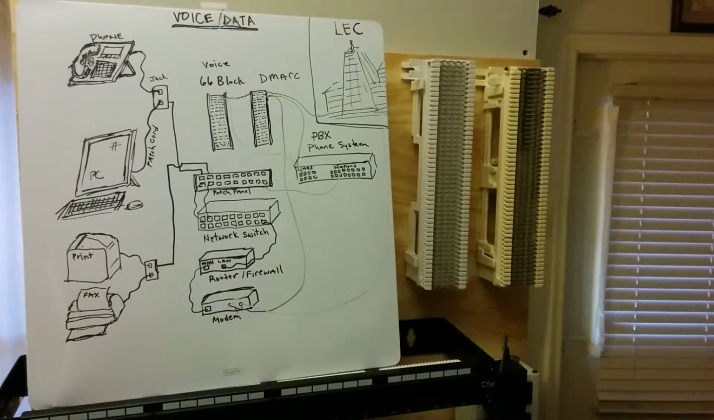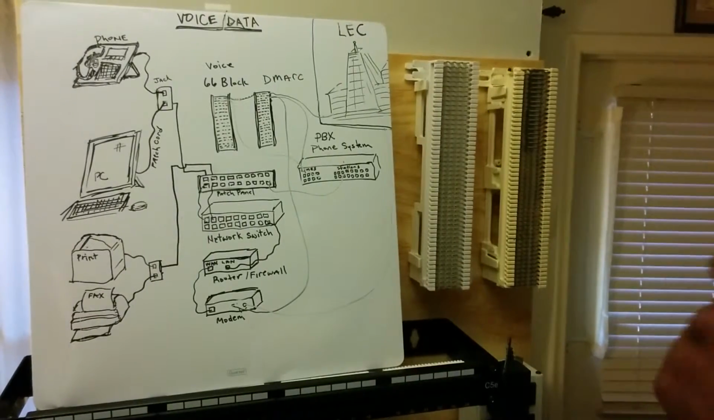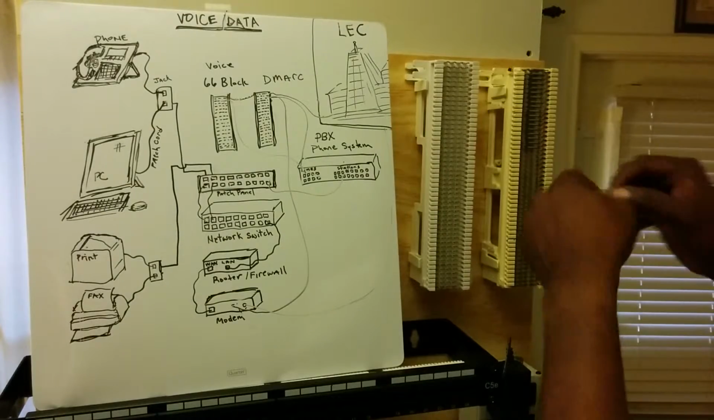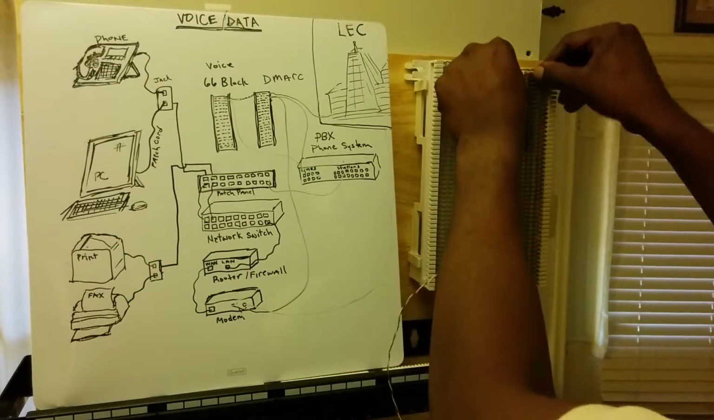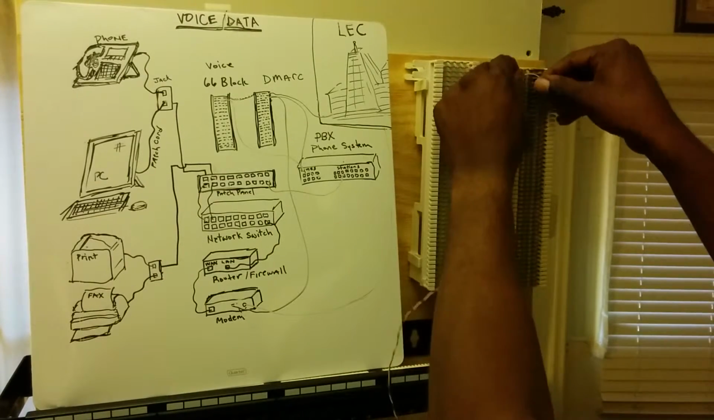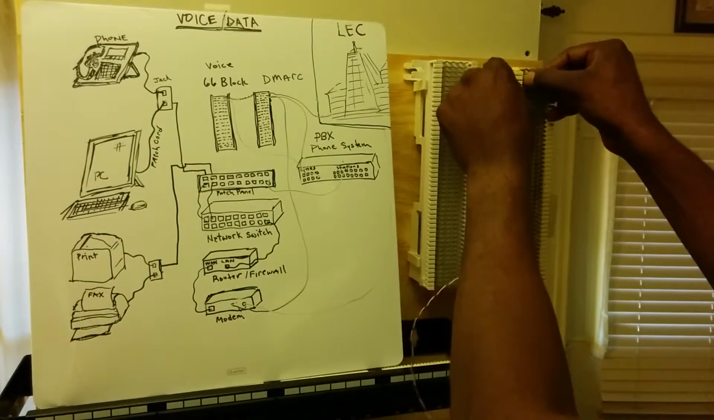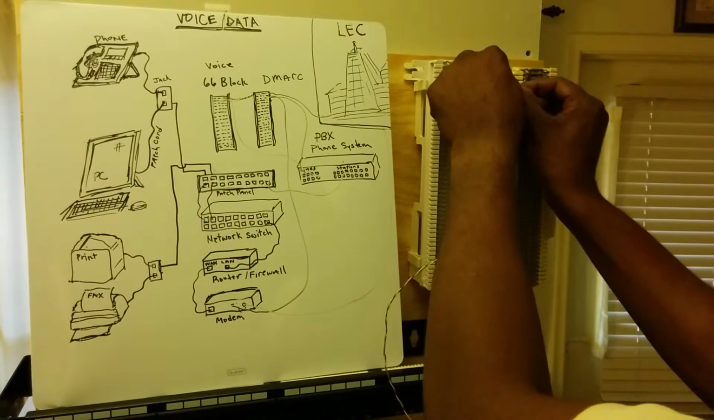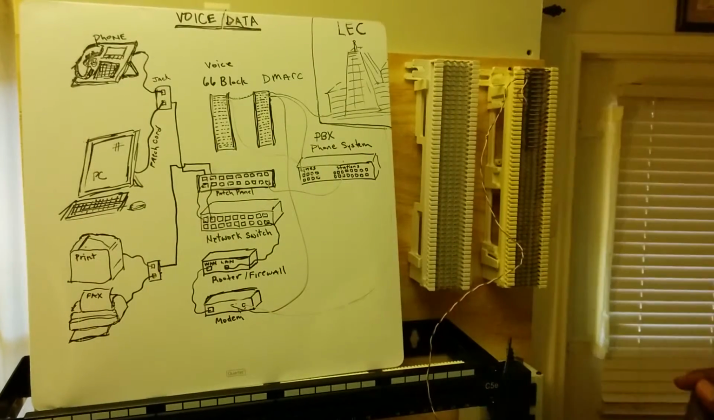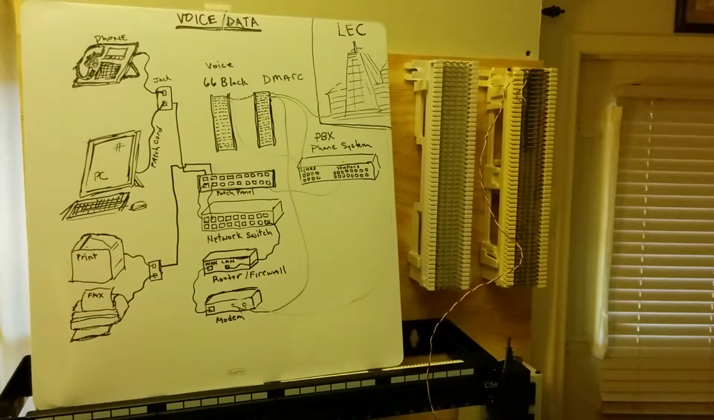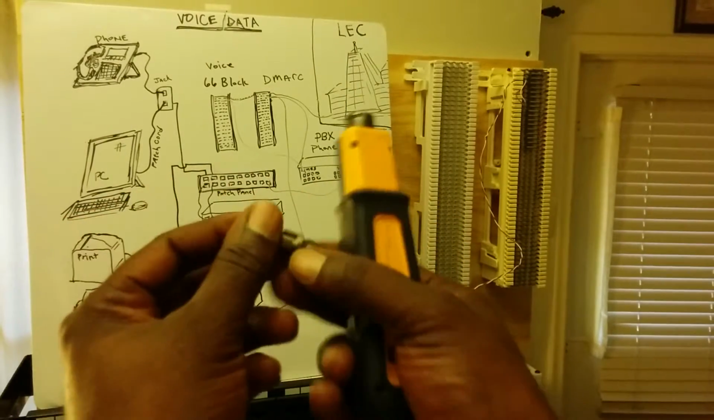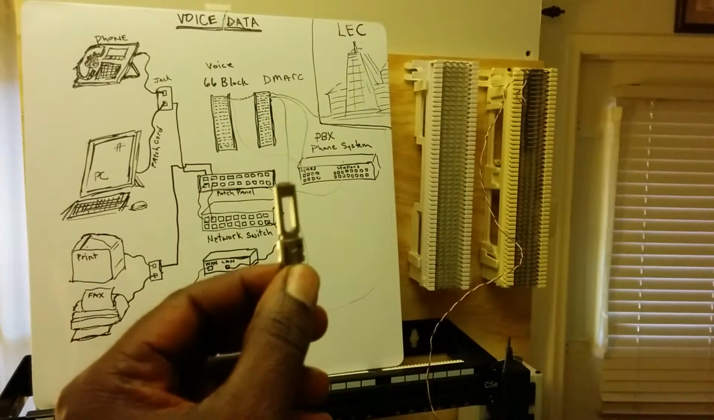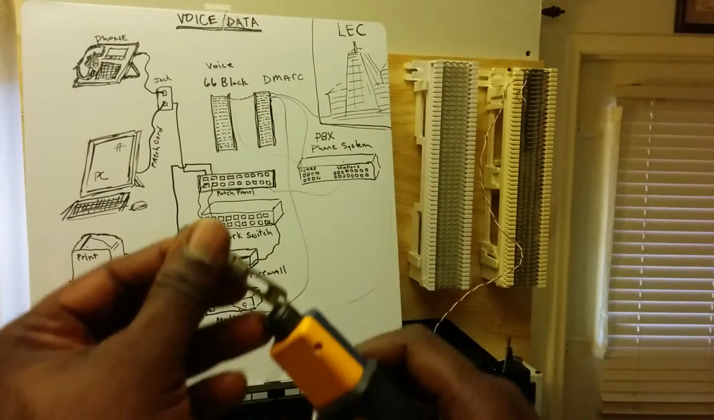So let's say we had to cross connect something. It would basically go on our 66 block. Let's do it on this one. Switch like this. And we use a punch down tool. So this is our punch down tool, and this is our blade, our 66 blade.